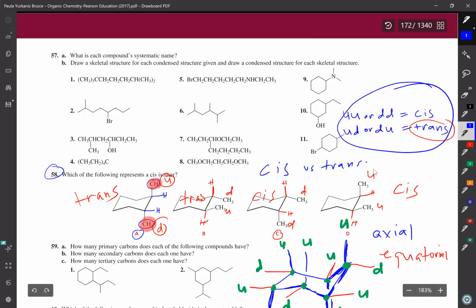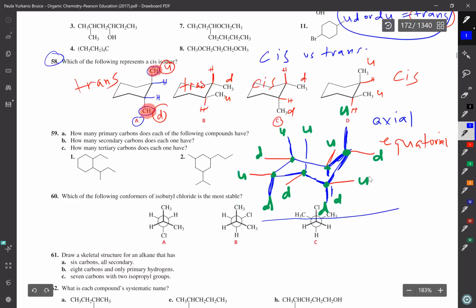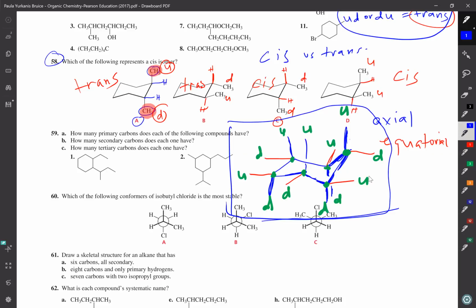You see this? Okay. Up, up or down, down gives you cis. Up, down, or down, up gives you trans. Does that make sense? The key to this thing is to be able to know which bond is up and which bond is down. That's what is key. Does that make sense? Yes.